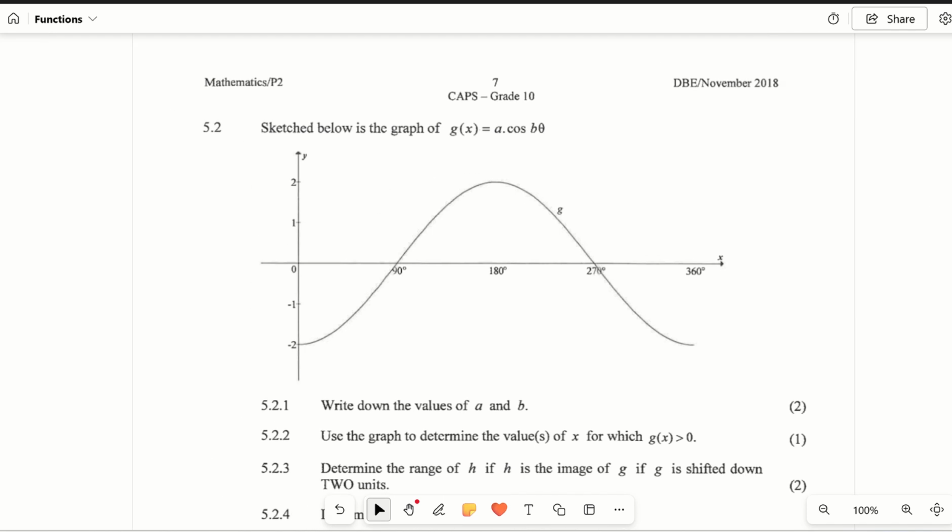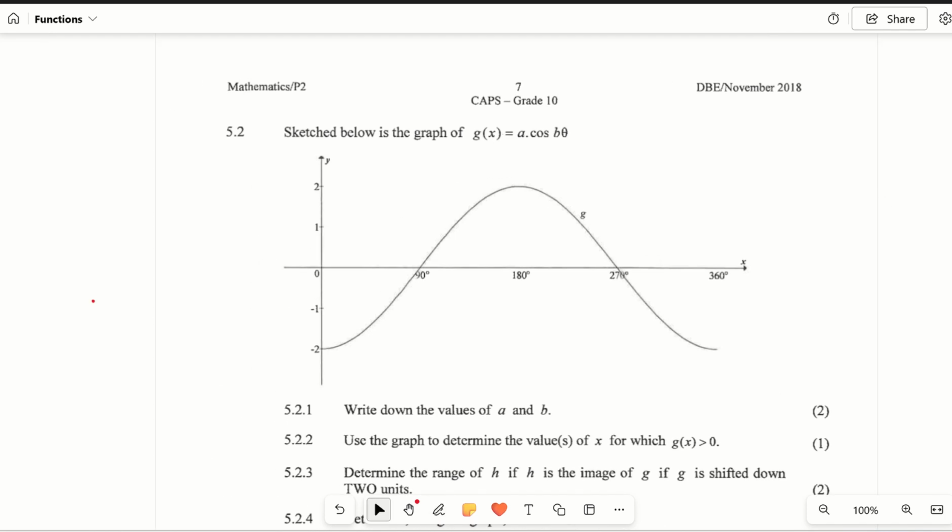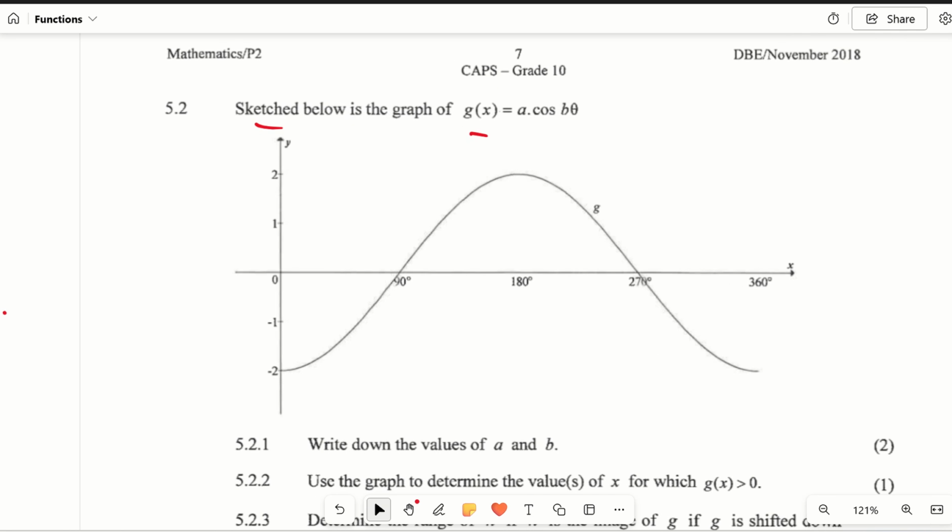Okay, so we read the opening statement. Sketched below is the graph of g of x equals a dot cos b theta. They made a slight mistake there. They should have put x there instead of theta. That's fine.